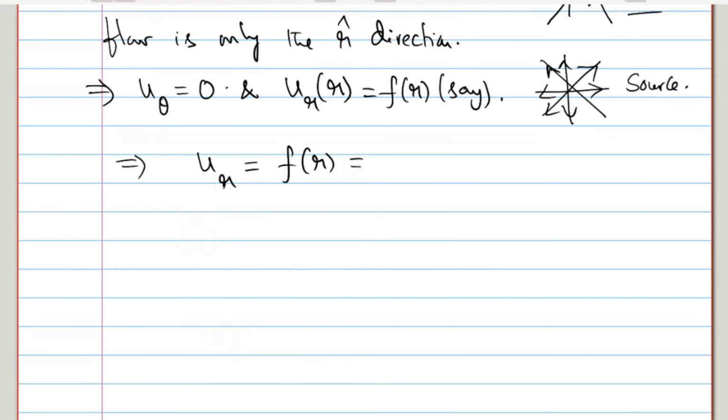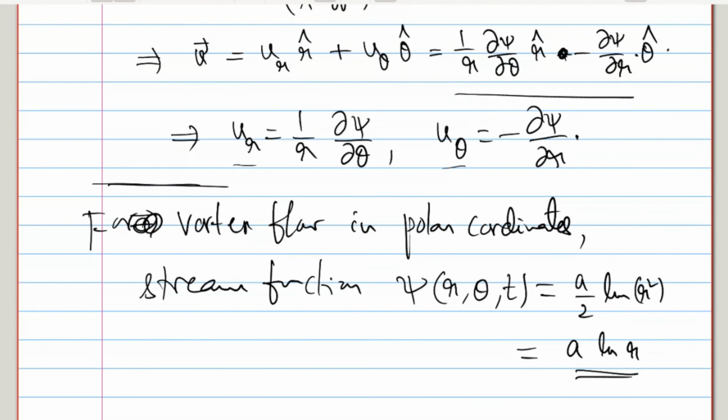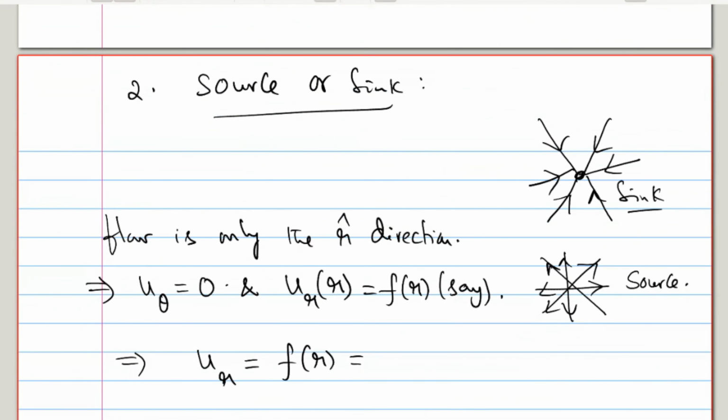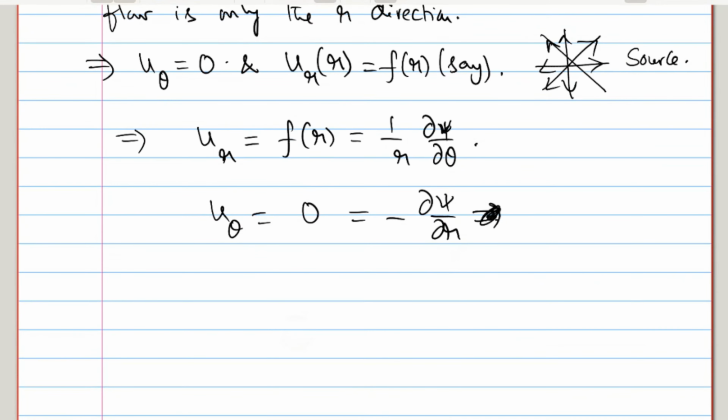What is the UR component in the polar coordinates? UR is 1 by R dou psi by dou theta. And then U theta, which is 0, is minus dou psi by dou R. So clearly, you solve both of them. What is psi? Can you tell me what is psi?